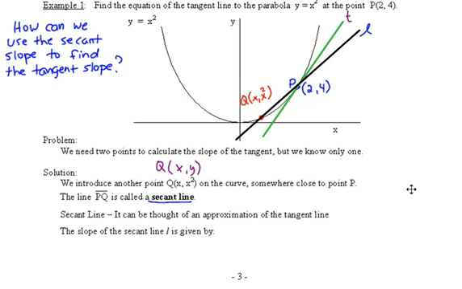All right, I'm going to do some labeling here before we do anything else. We're just going to take Q. What's the y value for Q over here? x squared, and the x value is x. And then here, what's the x value for P? 2, and the y value is 4, 2 squared.